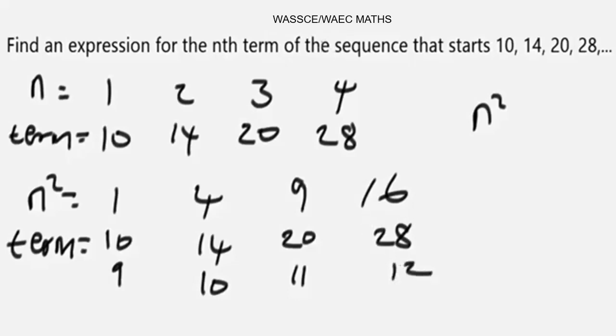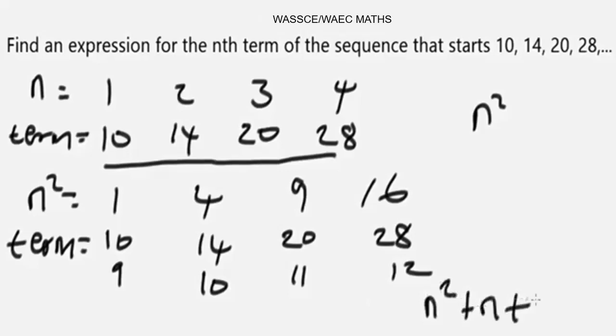Looking at this, remember, we want an expression such that when you plug in the respective values of n, you get back each of these terms. Looking at this critically, we can deduce that the expression for the nth term will start with n squared. Now, let's add plus n, and plus 8, and see what it gives us. This is critical; you have to employ your critical thinking. Let's use this expression and see if it's valid.